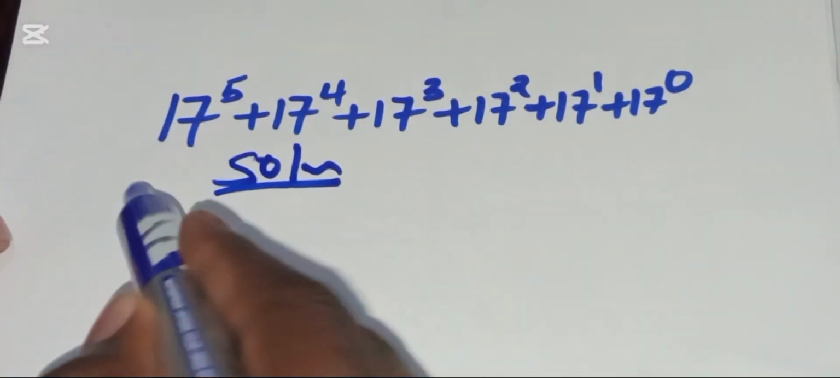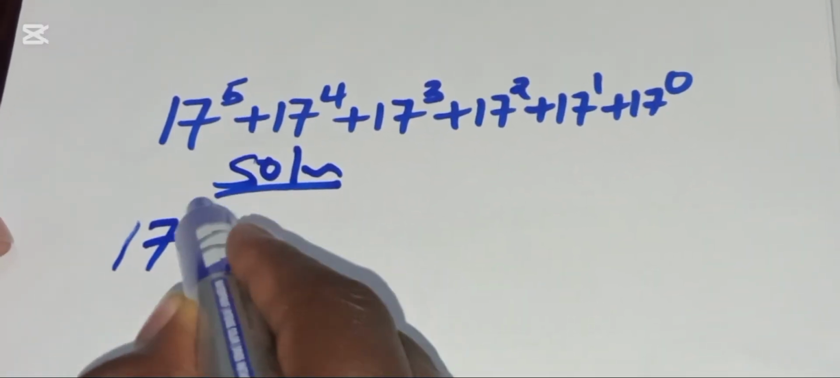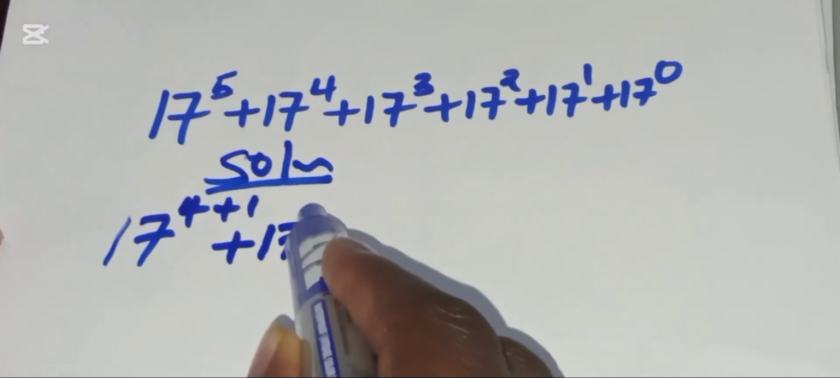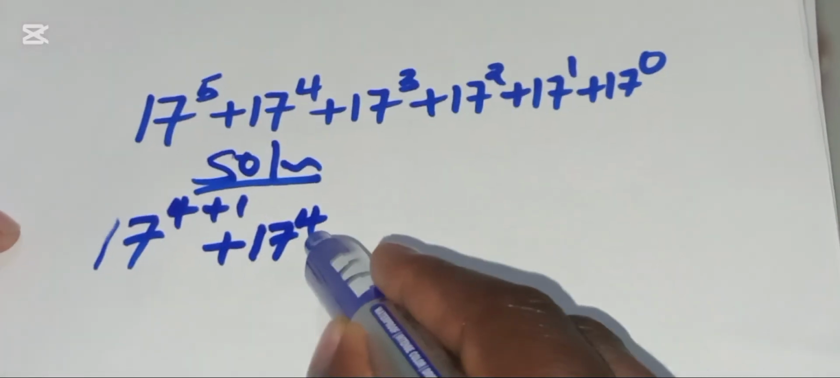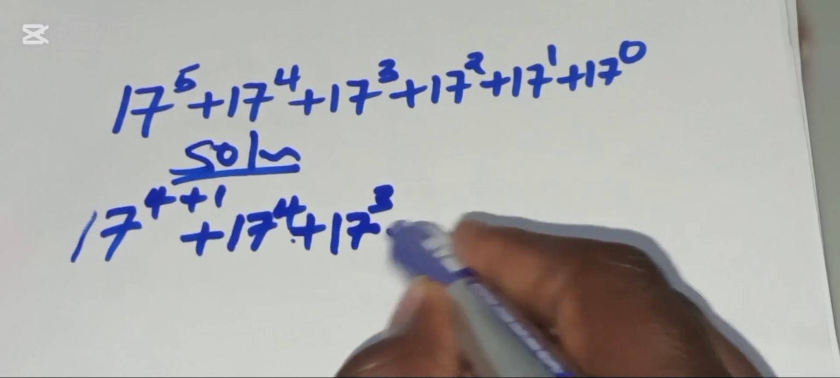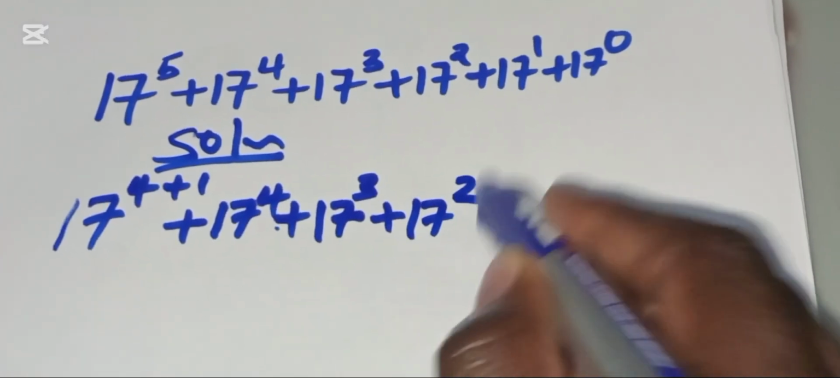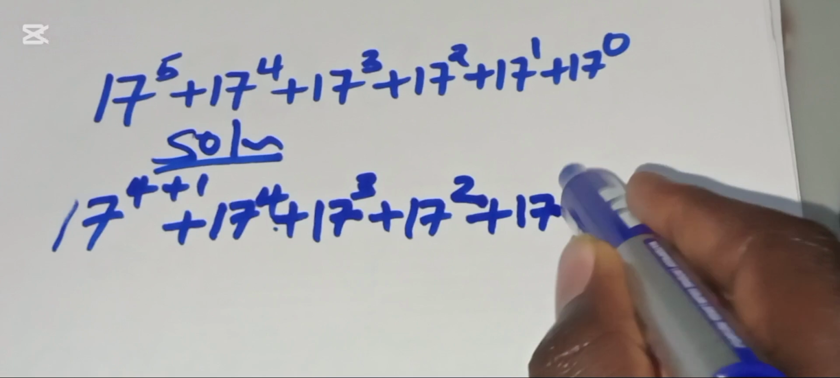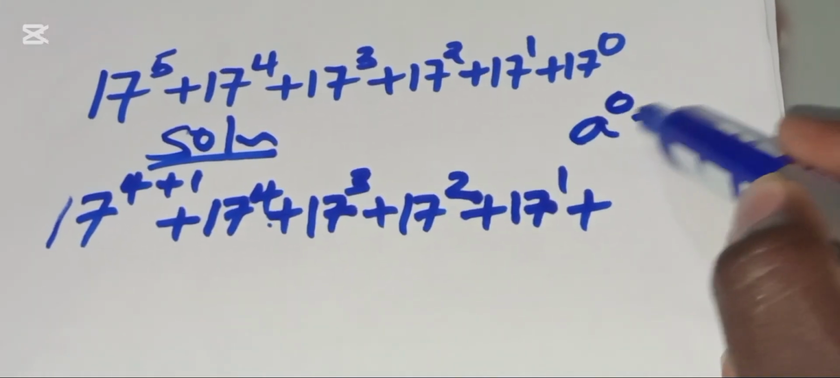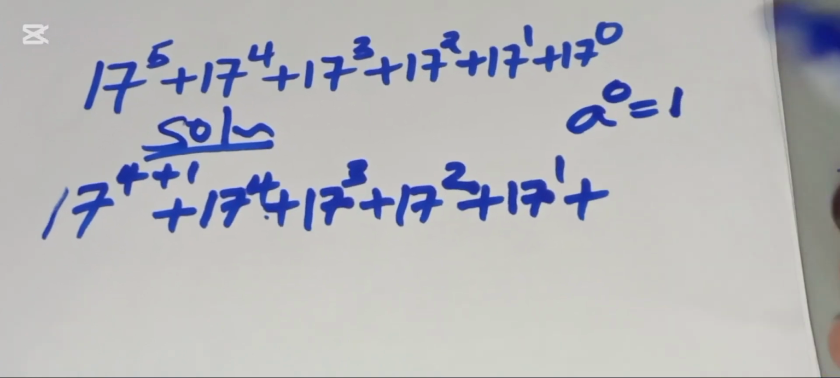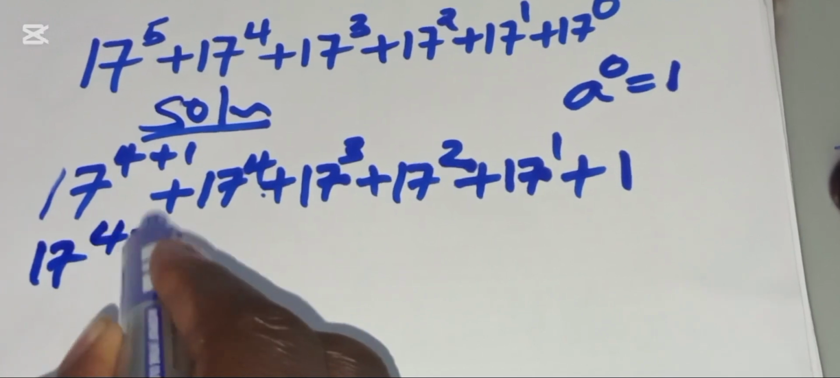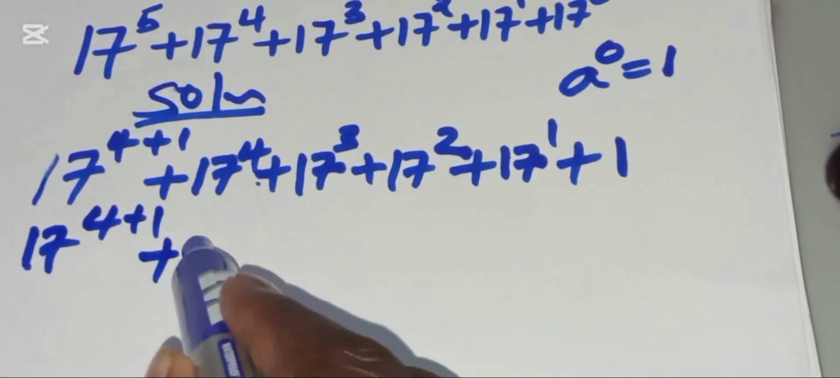we have 17 raised to the power 5 can be expressed as 17 raised to the power 4 plus 1, plus 17 raised to the power 4 plus 17 raised to the power 3, plus 17 raised to the power 2 plus 17 raised to the power 1 plus 17 raised to the power 0. That is a raised to the power 0. This is the same thing as 1. So 17 raised to the power 0 is the same thing as 1. So plus 1.